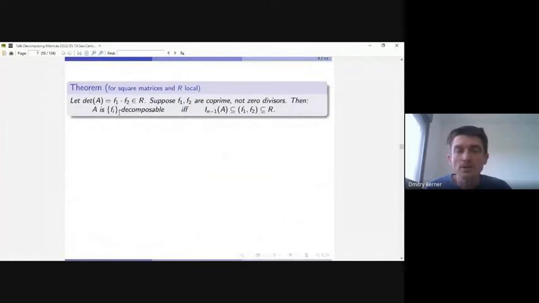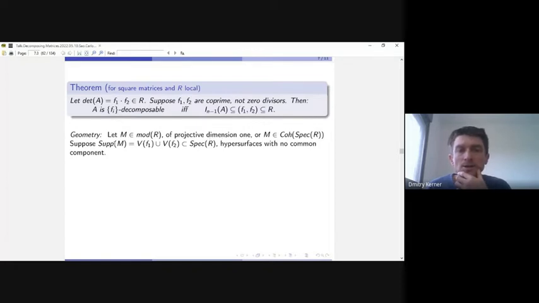So once again, here is this statement. Now, what is the geometry here? Yes, we have a module, once again, of projective dimension 1, because the matrix is square, or if you wish, a coherent sheaf on spec. And the support of this module is reducible. Yes, there are 2 components for the support of this module. They are hypersurfaces, yes, because we assume that F1 and F2 are not units, and they have no common component. This is the meaning of coprime.